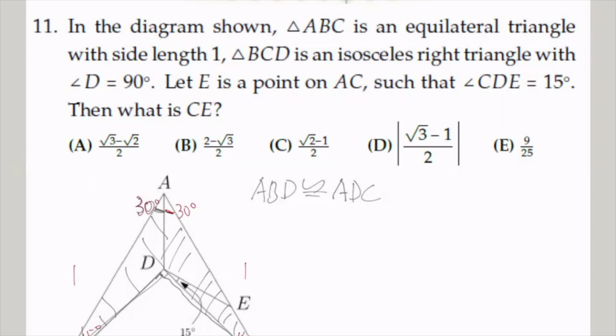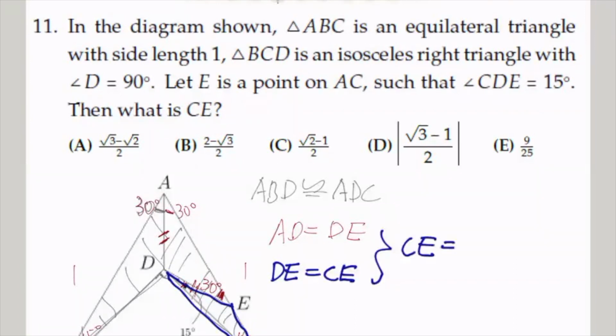Okay, next, let's look at angle AED. This is an exterior angle of triangle CDE. An exterior angle equals the sum of the opposite interior angles, and we know that both of them are 15. Therefore, AED is 30 degrees, right? Now we see that ADE is an isosceles triangle, which means that AD and DE are the same. Next, let's look at CDE. It is also an isosceles triangle, which means that DE and CE are the same. So this tells us that CE equals AD.